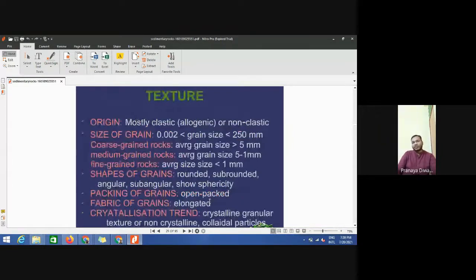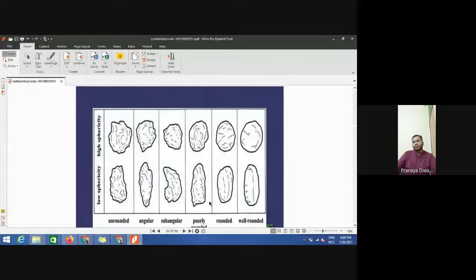The texture. What is the texture? The origin, so mostly clastic or non-clastic. So texture is of two types, clastic and non-clastic. You can have grain sizes between 0.002 and 250 mm. So this is how you can see the sphericity of the sedimentary rock, or mostly we can say the sediment.